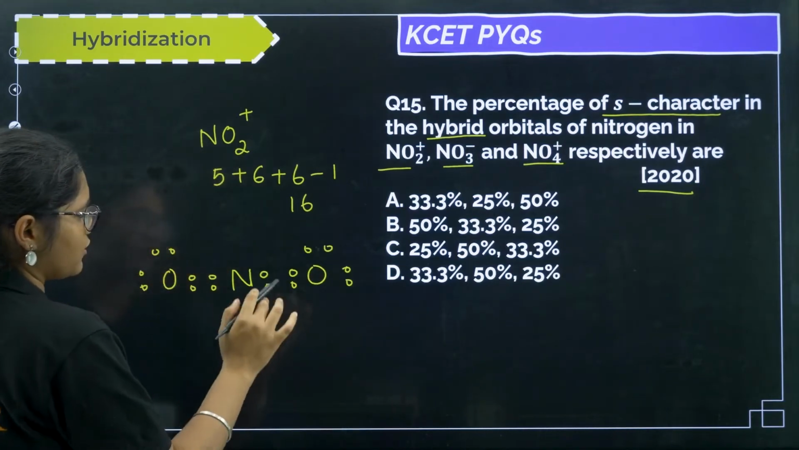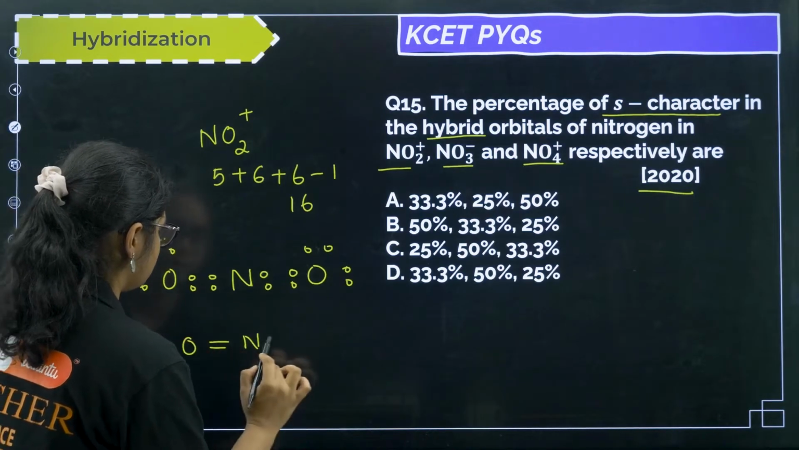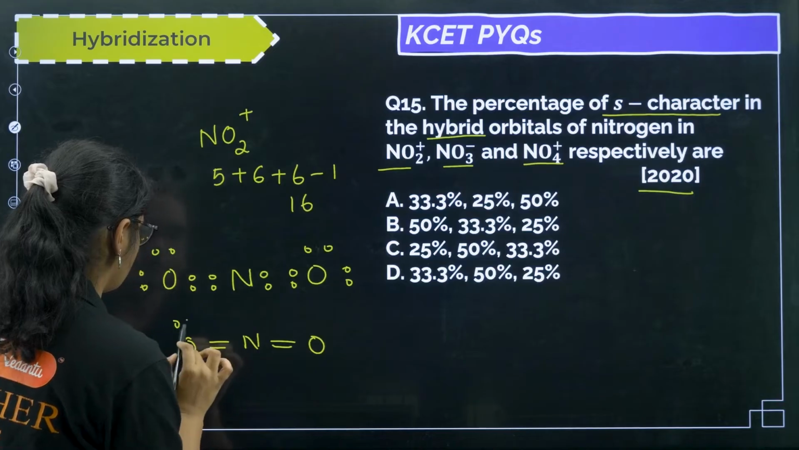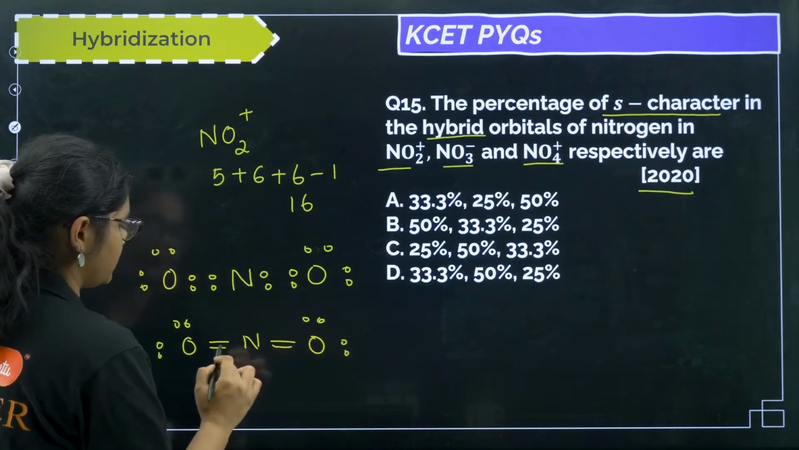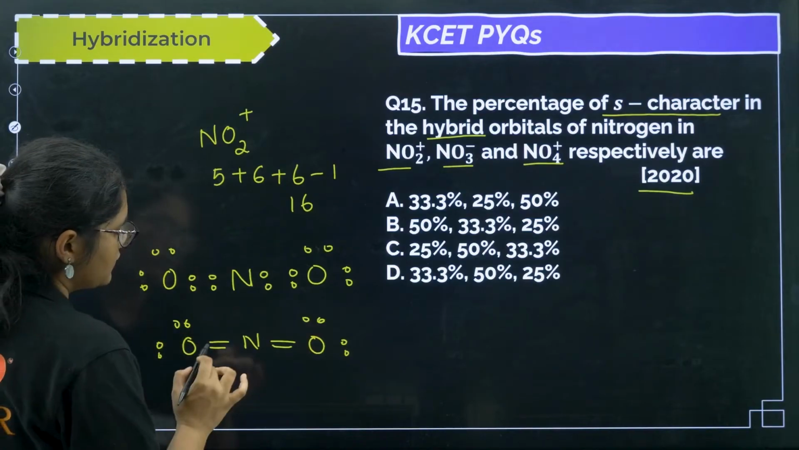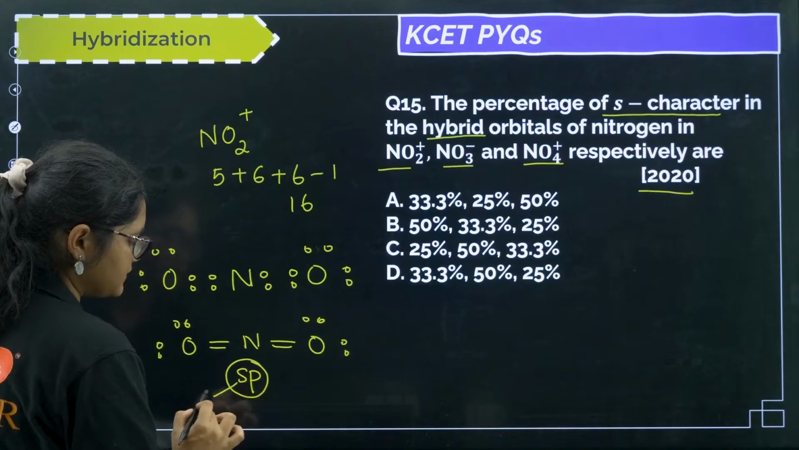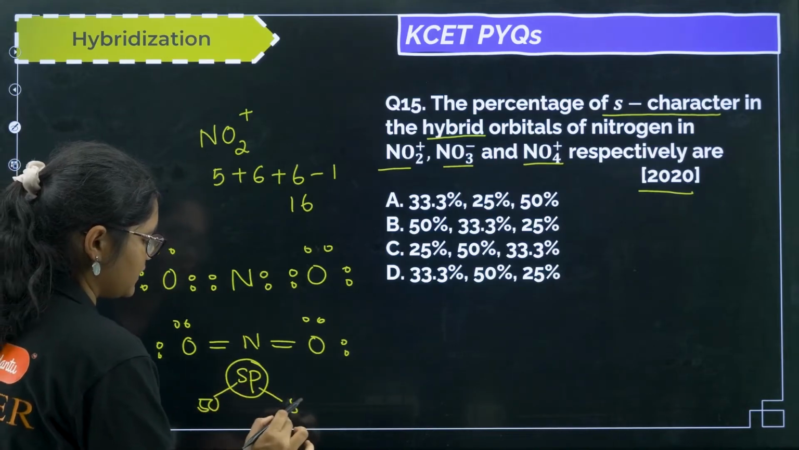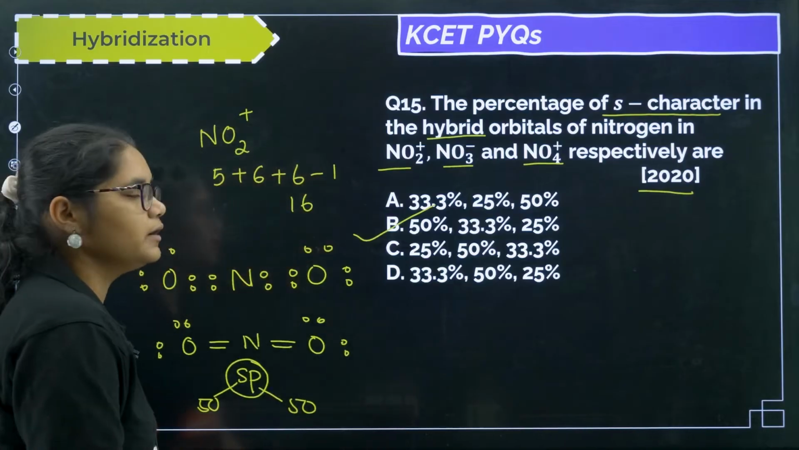Now if I see all the octets are satisfied, so I will draw the structure like this. So we have 1, 2, 3, 4, 5, 6, 7, 8 here, and here also 8. So now what is the hybridization here? sp hybridization. So sp hybridization means s is 50% and p is 50%. So that is why the correct answer here is option number B.